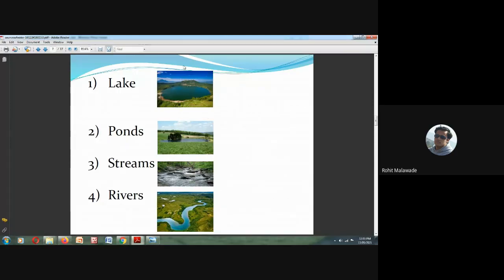But if you consider the lake and pond, the pond is the smaller form and the lake is the largest. The ponds are the small ones, and the lake is the larger one. As compared between the pond and lake, the lake has the larger size. Now, the pond and the lake are stagnant water.